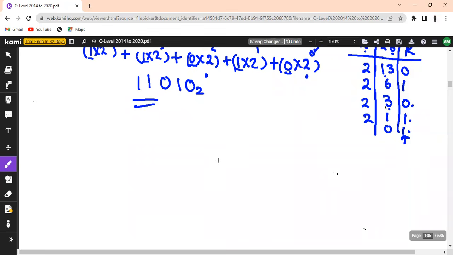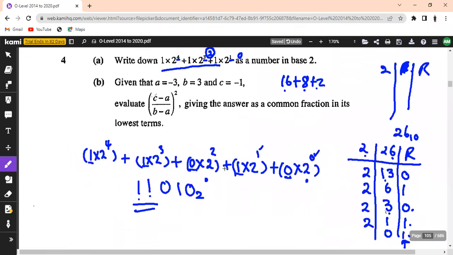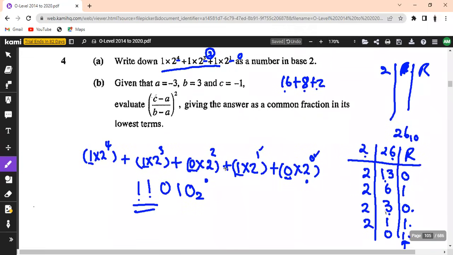So it's going to be the same as this one, 1, 1, 0, 1, 0 in base 2. So that was this other way. But yeah, you just choose which one is best for you guys. All right. Then let's see the B part. So this was our A. Then let's move on to B.